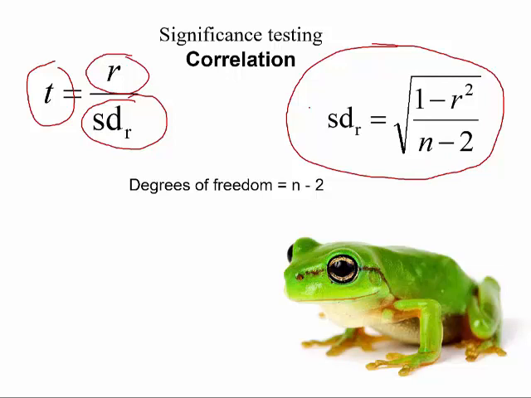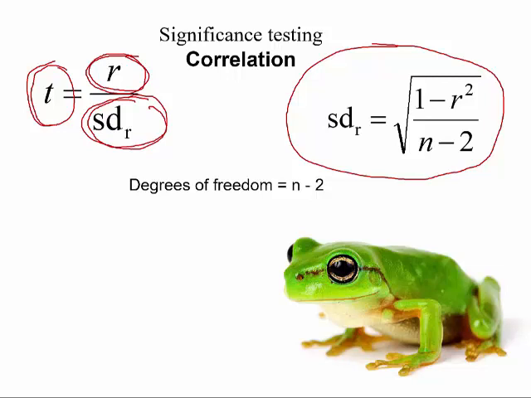So the standard error of the correlation tells us how far our correlations typically deviate from the true population parameter if we do our study over and over and over again. And if we take the correlation we got from our study, divided by its standard error, we will have a t-value. And once we have a t-value, as we've always done in the past, we can determine the significance of our result.